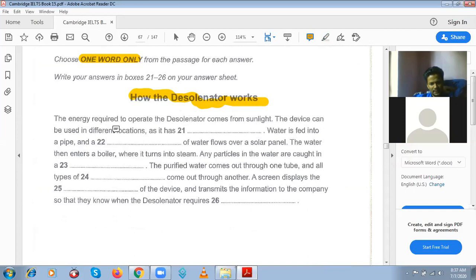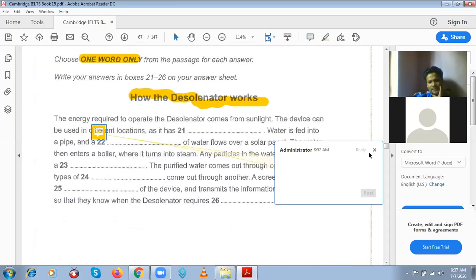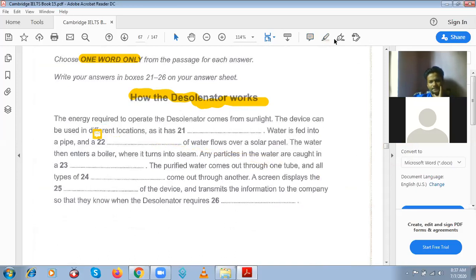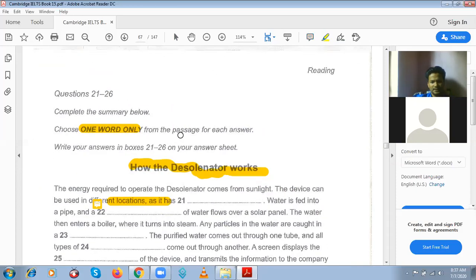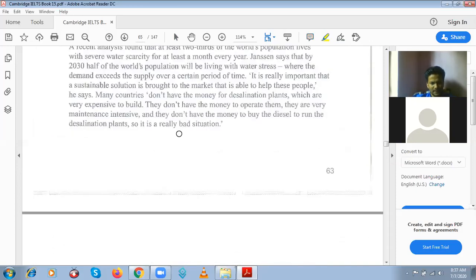How the desalinator works. The energy required to operate the desalinator comes from sunlight. The device can be used in different locations. There is nothing about this right now. The question has not come yet. Okay, let's read paragraph C then.